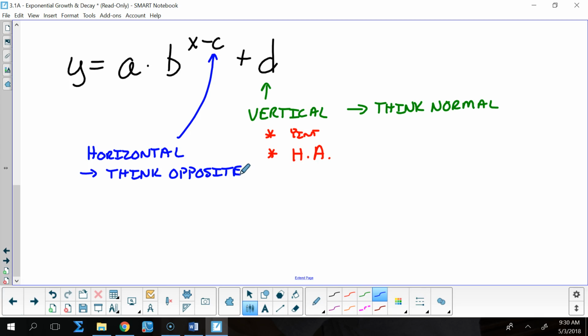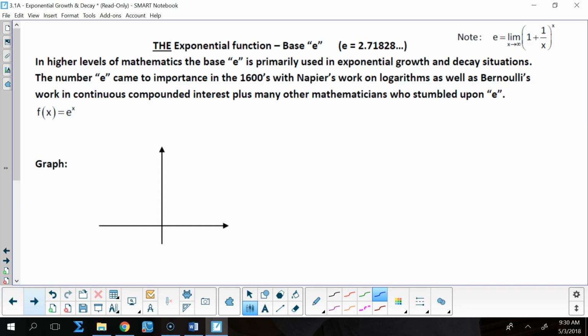Okay? Today we want to talk about E. You discovered E last year in Algebra 2 and its functionality. Okay? So in higher levels of math, base E is primarily used in exponential growth and decay situations. That's how we're going to use it this week. The number E came to importance in the 1600s with Napier and Bernoulli. Okay? So let's graph our function f of x equals e to the x power.